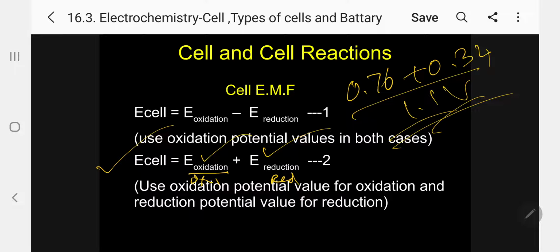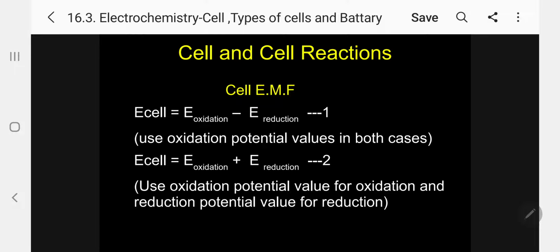So whatever method is easy for you to remember. For me, I am following from my BSc onwards only this, because E cell equal to E oxidation minus E reduction. Only oxidation value I will use. So this is an option for you. You can follow whatever method you like. So use oxidation potential for oxidation and reduction potential for reduction.